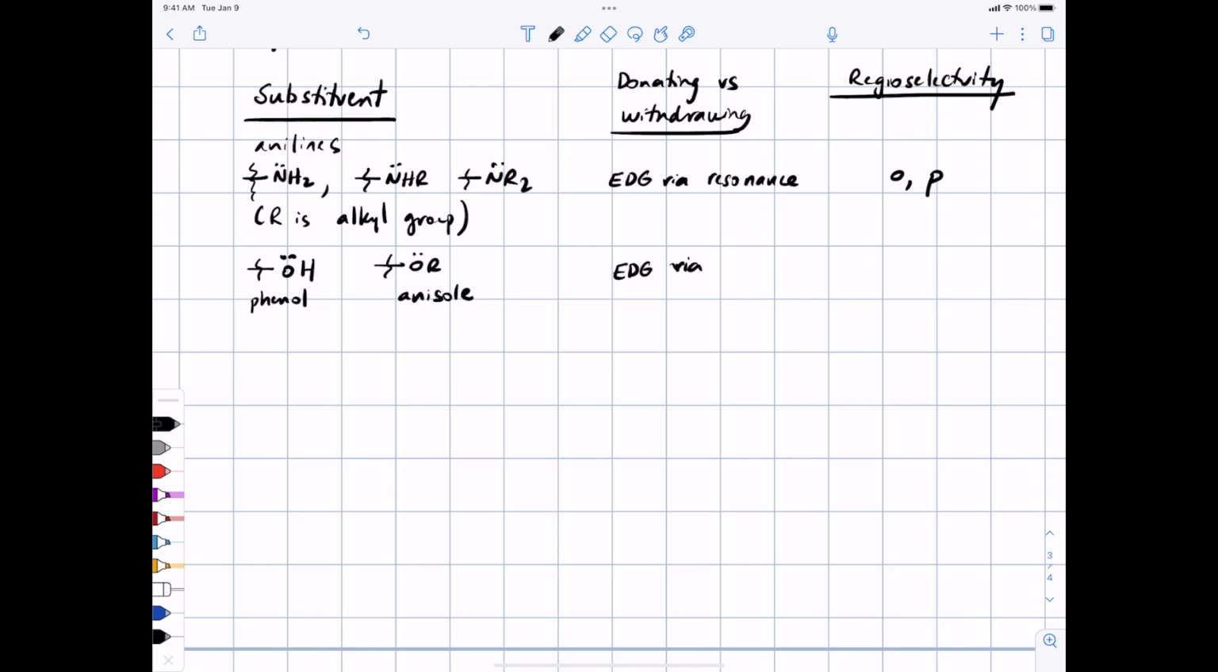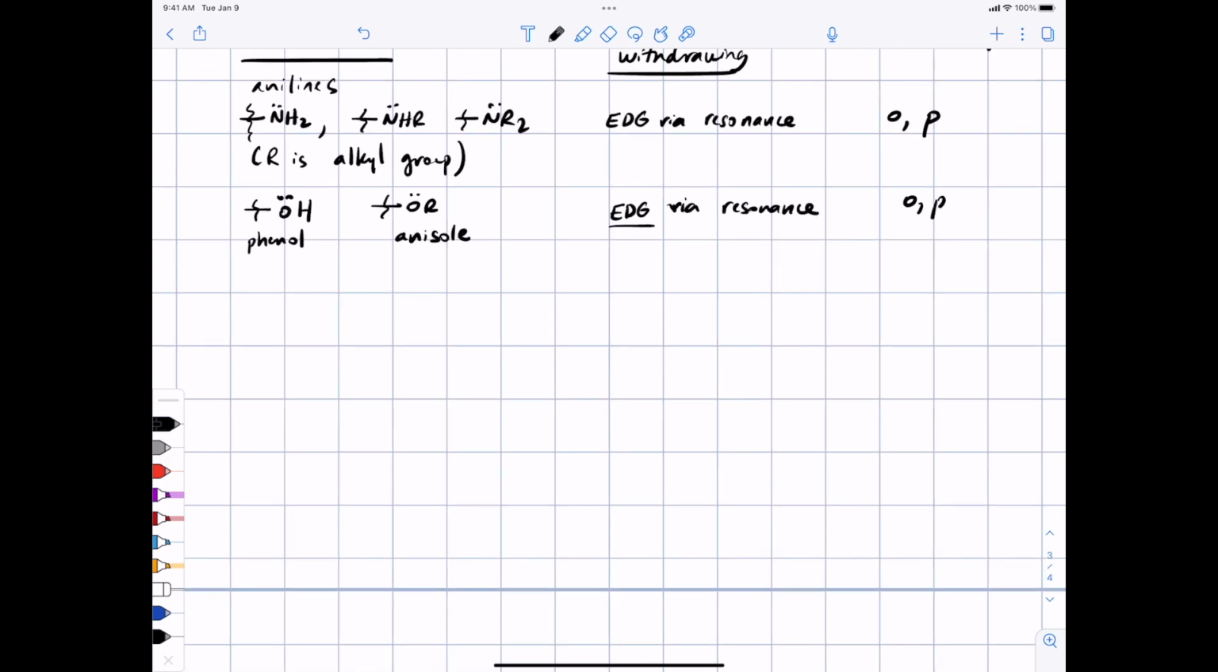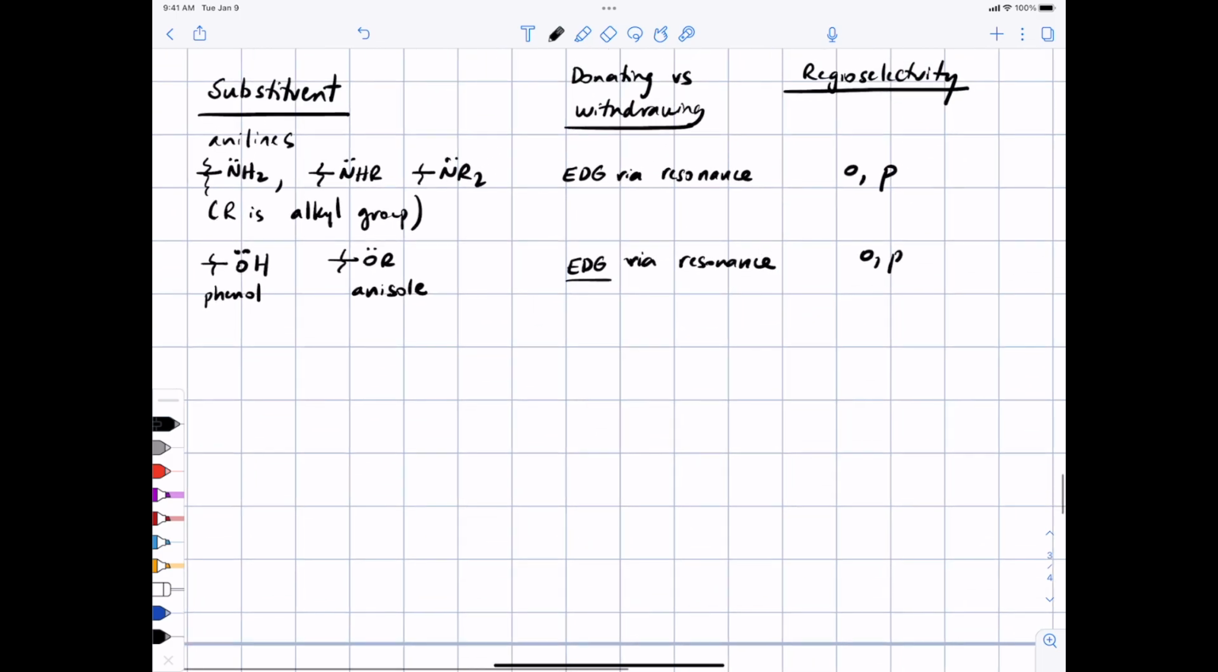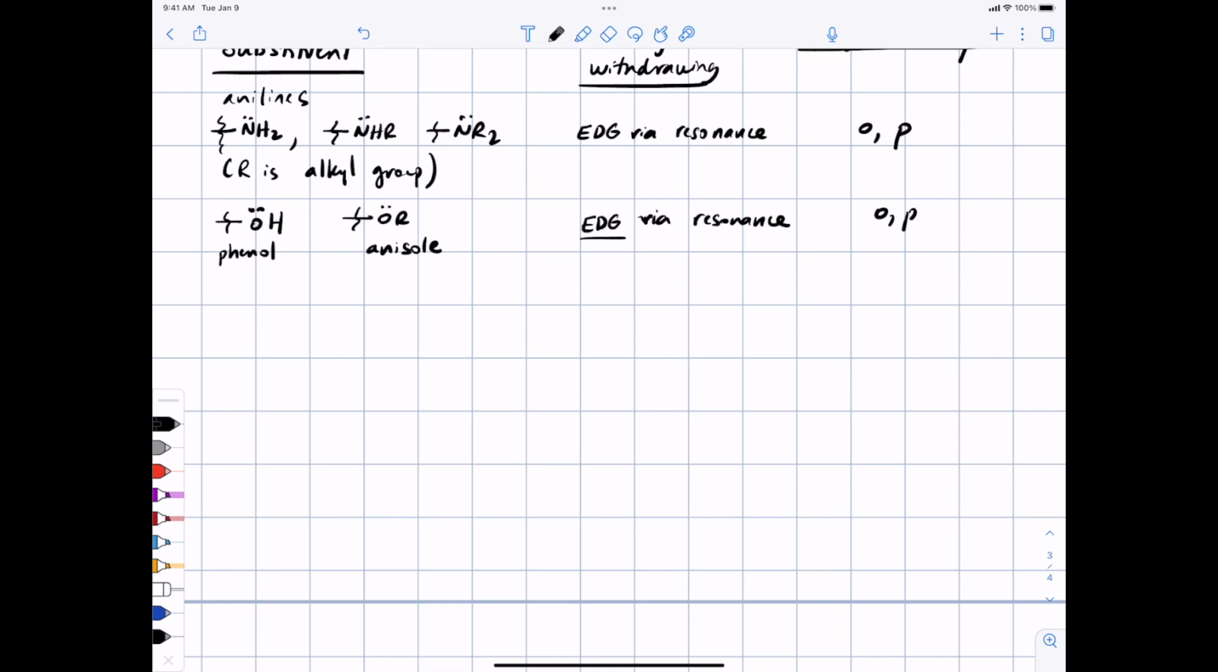It's an electron withdrawing group via resonance. Sorry, electron donating group via resonance. Again, you have lone pairs on a heteroatom adjacent to the benzene ring, and that's an ortho and para director. Now, still ortho and para director, but not quite as donating as the anilines or the phenols, is where you take the aniline or phenol nitrogen and you attach it to a carbonyl group.